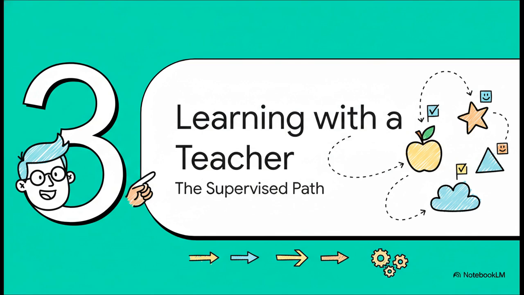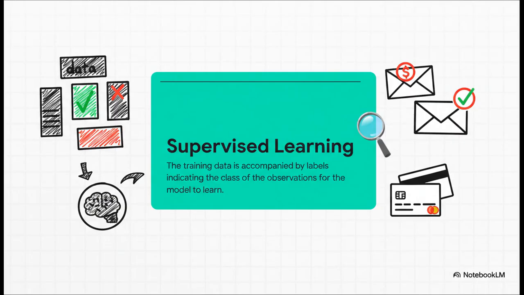The best way to think about this is like learning with a very, very patient teacher who already knows all the answers. The absolute key here is that your training data comes with labels. You're showing the model examples of, say, a fraudulent transaction, or you're showing it what a spam email looks like. The model's job is to learn the rules from all these examples so it can accurately predict the right label for new data it's never seen before.